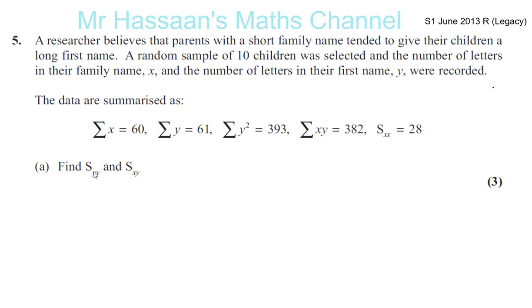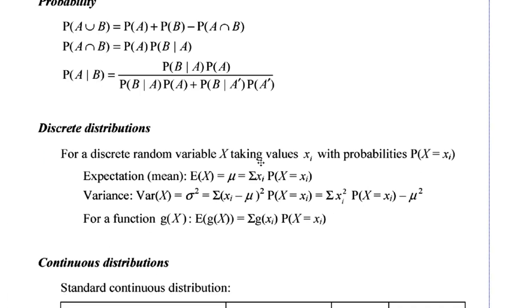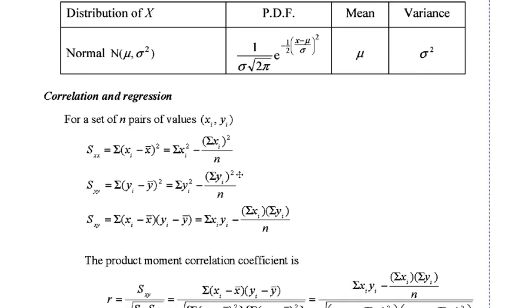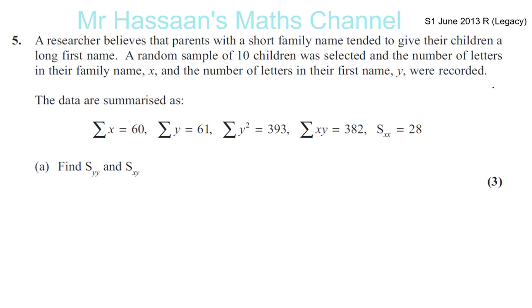Okay, we've got to find SYY and SXY. This basically tells us something about how Y varies with itself and how X varies with Y. Even if you don't really understand what these things mean, in S1 you can just get by looking at the formula sheet, and you'll see exactly what to do. It looks a bit complicated when you first look at it, but it's actually very simple. So we needed SYY and SXY.